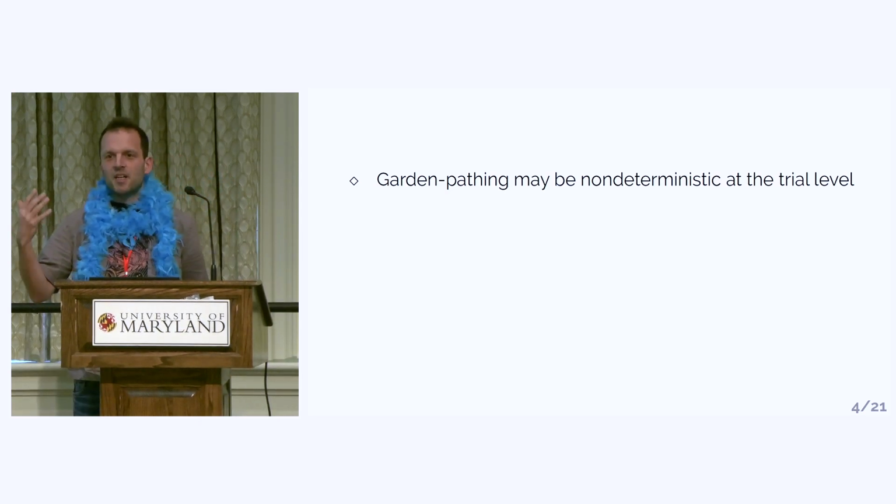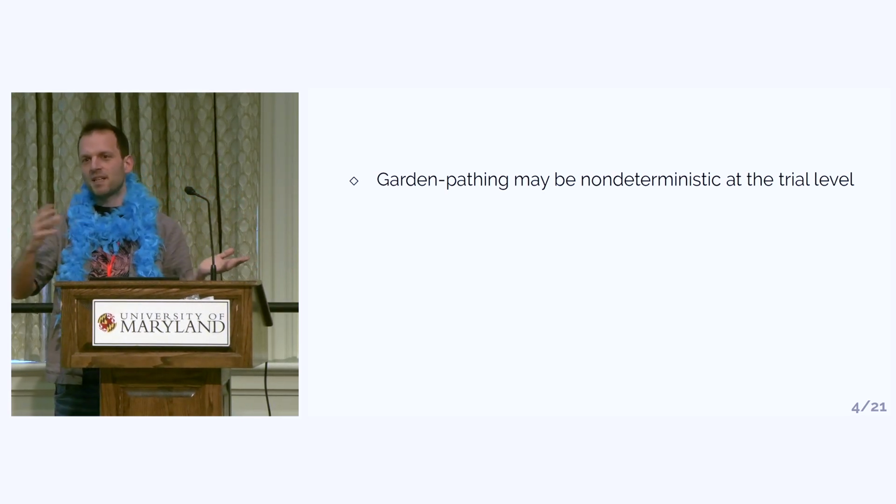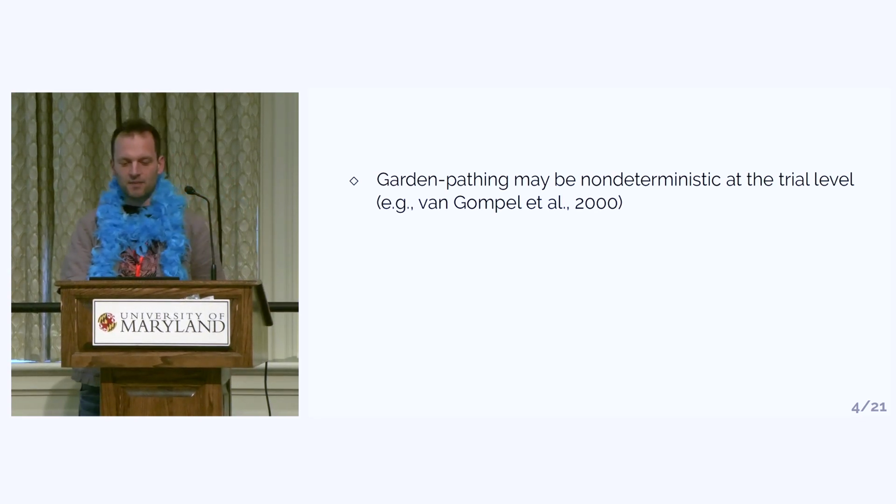Another complication is that garden pathing may actually be non-deterministic at the trial level, right? So even if we give the same person the same sentence twice, they may be garden pathed in one case and may not be garden pathed in the other. And there are several models that have this notion built in.